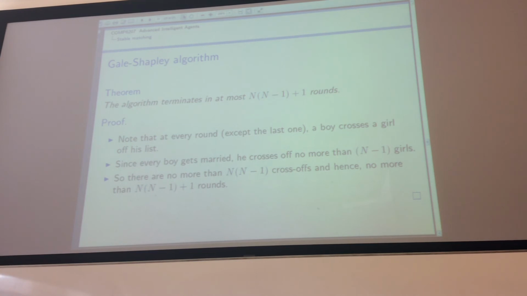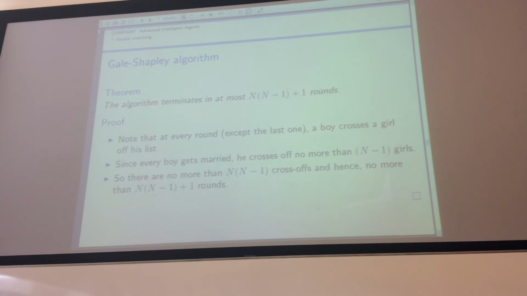How long will it take for the algorithm to run if all the boys have different top choices, different favorite girls? One round, right? They propose to their favorite girls. Every girl has just one proposal, they accept the first proposal, and that's it. No changes.